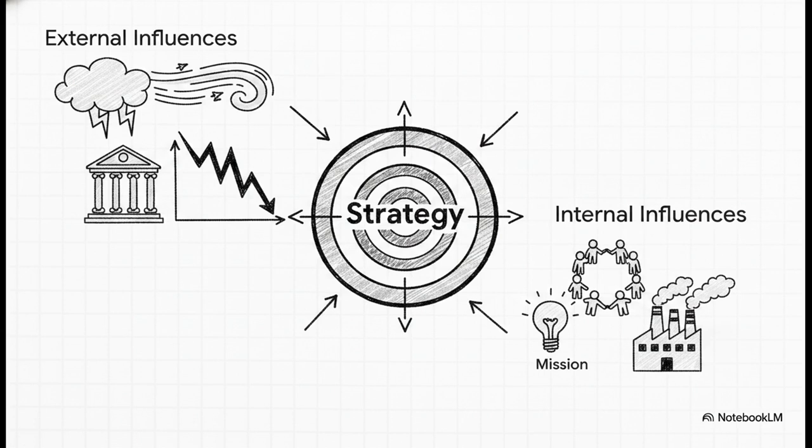But internal factors are just as powerful. The type of ownership and the corporate mission deeply impact strategy. A worker cooperative driven by a social mission is going to set vastly different financial objectives compared to a PLC that's entirely driven by shareholder wealth.